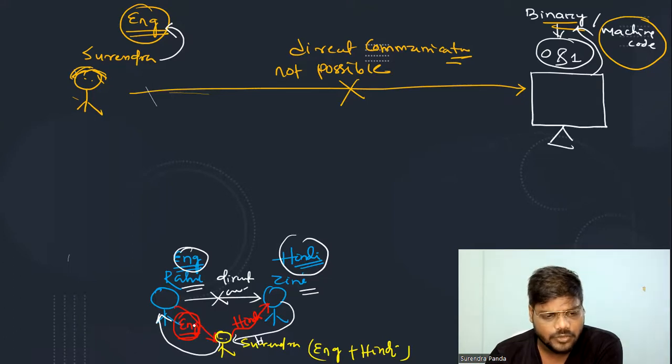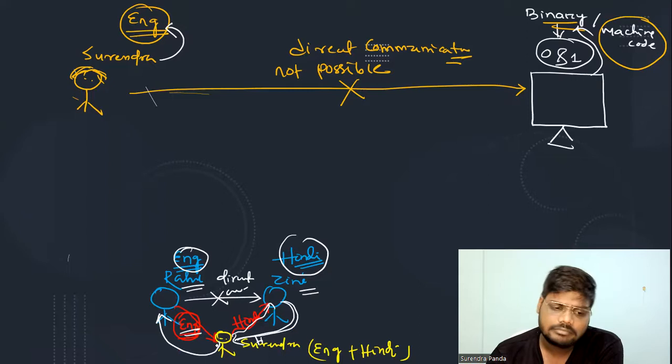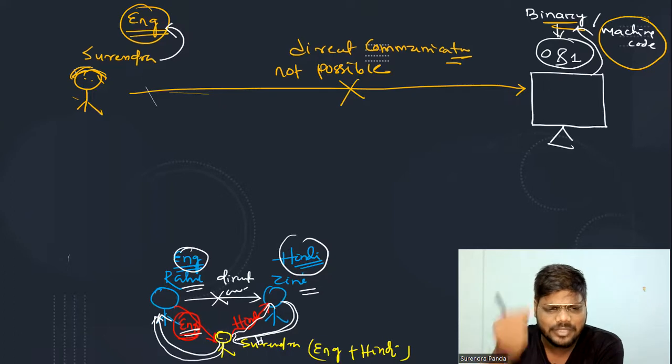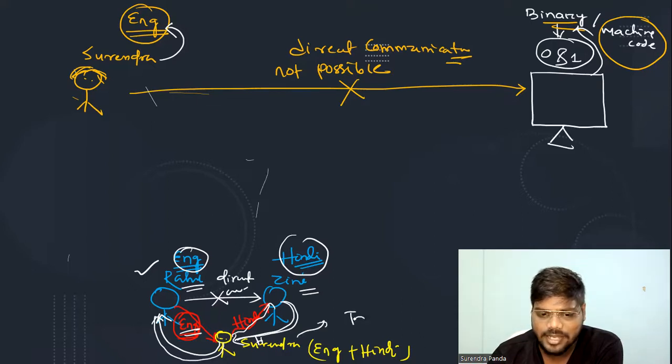Rahul will give some instruction to me in English. Then I will translate it to Hindi and give the instruction to Zinni. Zinni will give me some reply in Hindi, and Surendra will send that reply in English to Rahul. So possible or not possible? I hope you understand, these are nursery level, LKG, UKG or standard one level concepts. Is it clear? Similarly, here direct communication is not possible, so we require a Surendra kind of thing, meaning we require a translator. This is a translator. We require this translator kind of thing. So here we require what?